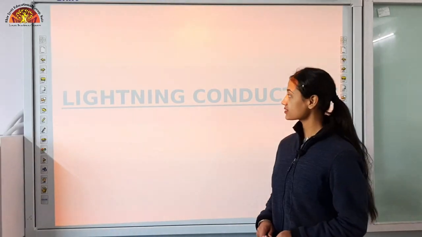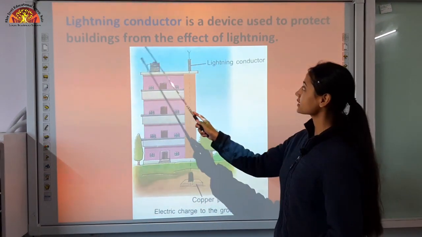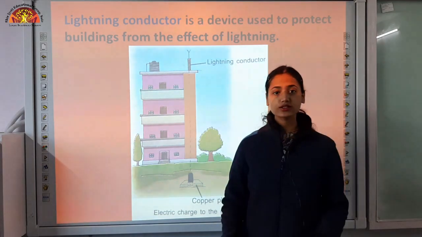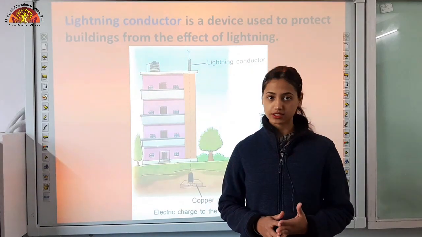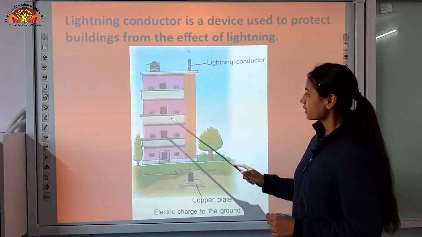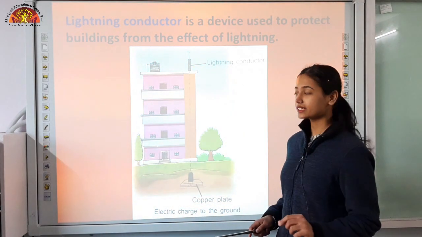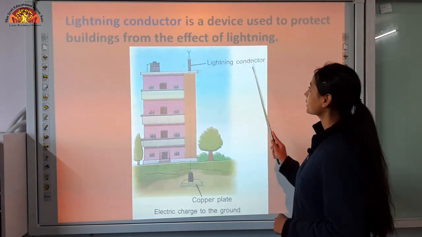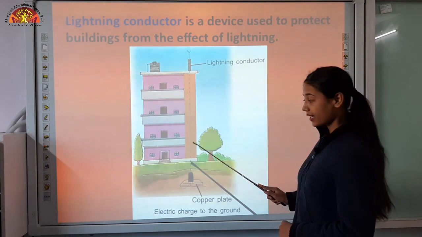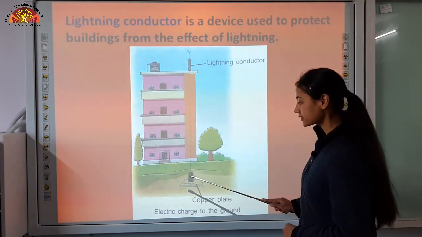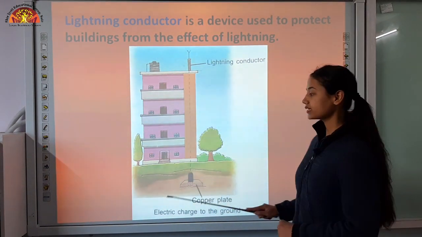Okay, the next topic is lightning conductors. A lightning conductor is a device used to protect buildings from the effect of lightning. As we know, many tall buildings are present, and we also know that lightning always looks for the easiest path. So a tall building gives an easy path to lightning. To protect our building, we use a device known as a lightning conductor. It is a metallic rod which runs from the top to the bottom of the building, and the bottom end of this rod is connected to a metallic plate. Here you can see we have used a copper plate, and this plate is buried inside the earth.